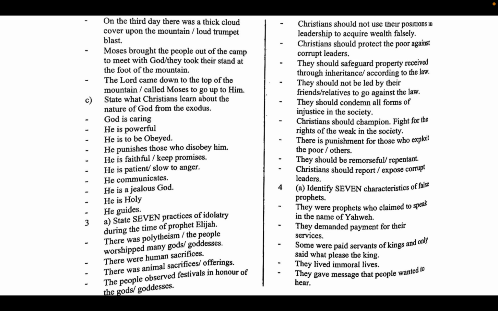Question 3a. State 7 practices of idolatry during the time of Prophet Elijah. There was polytheism, that is the worship of many gods. There were human sacrifices. There was animal sacrifices.